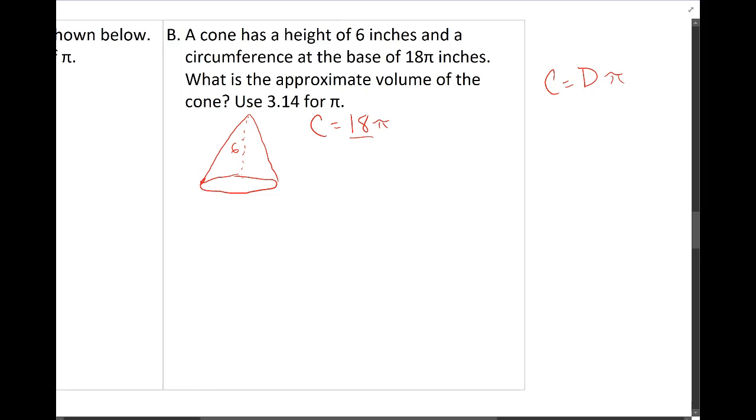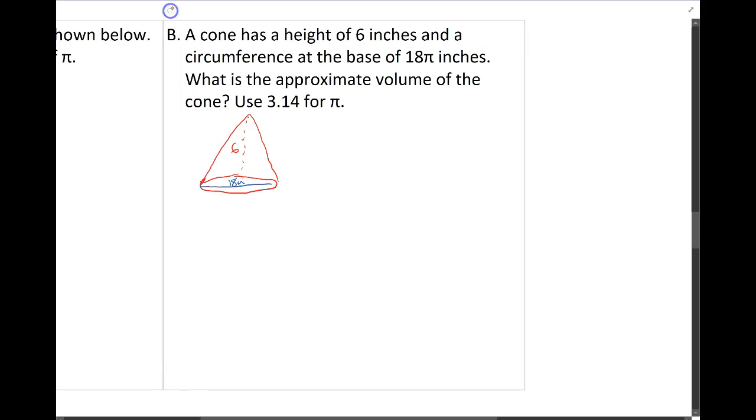So the diameter, let me do this in a different color so it's easier to see, the diameter is 18 inches. Now, take a moment and make sure you understand why that's the case. Rewind if you're confused. So I have the diameter.